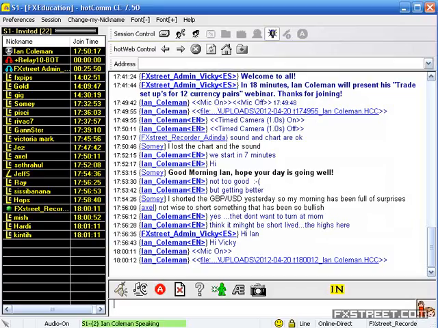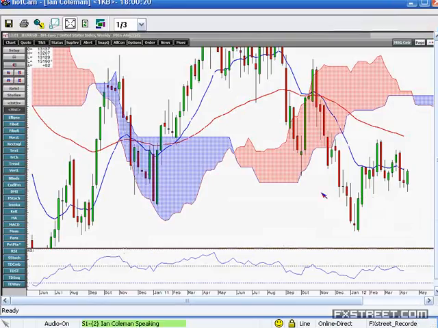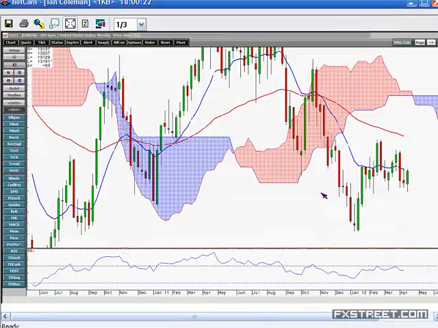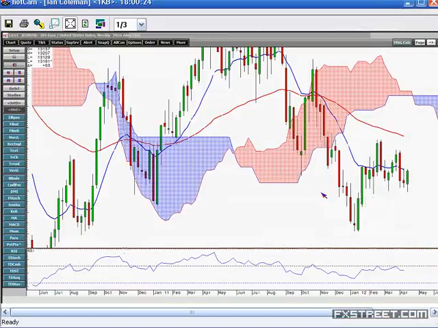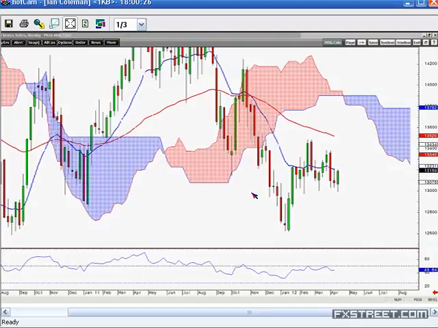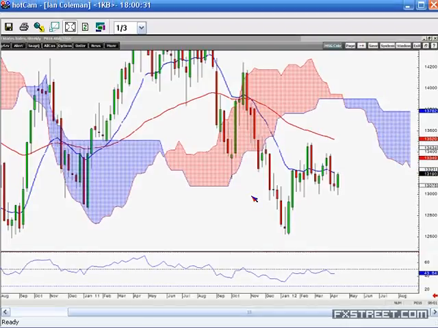Stay in trends. We're going to cover as many currency pairs as possible in the time frame that we've got, which is an hour. And you never know, we might even get some trades.